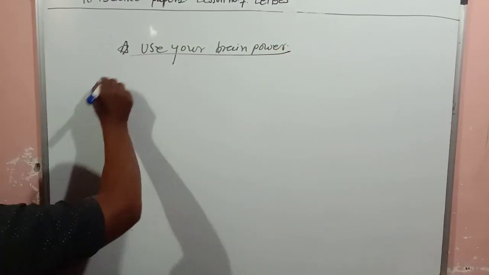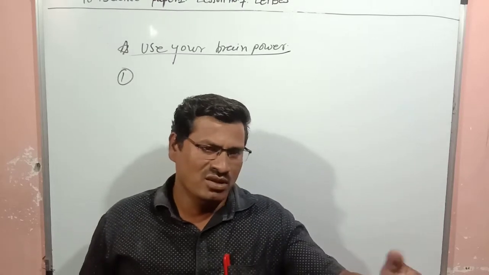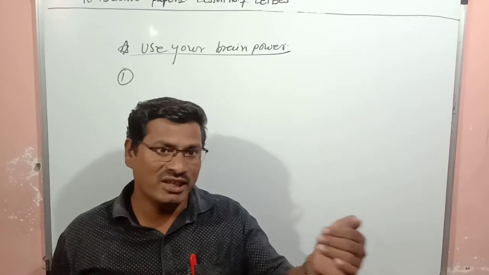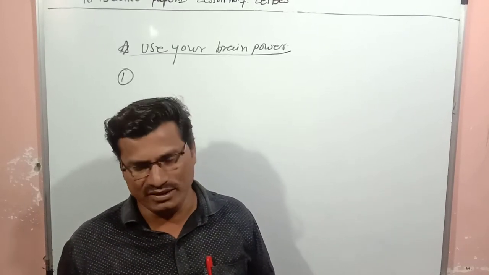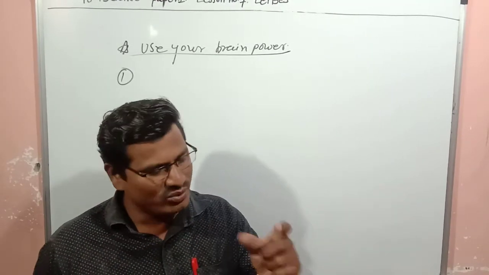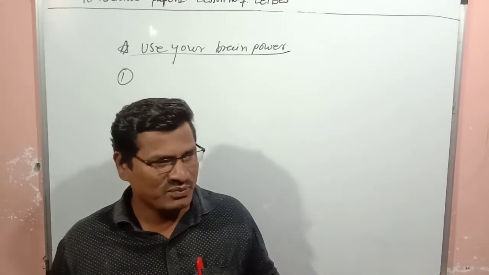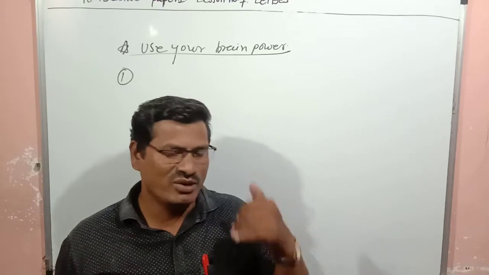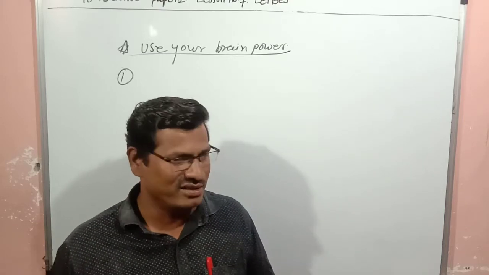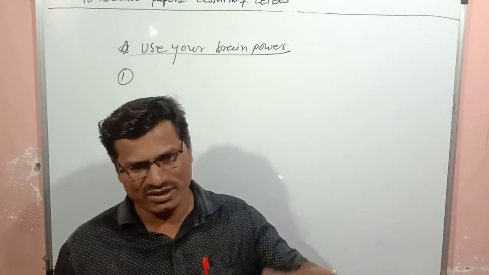So how to use your brain power? Some points are given there. First, it is asked why there is a need to bring objects nearby our eyes to see them clearly. Some objects are small, so you have to bring them nearby our eyes, then you can see clearly. Why? Because if you bring the object nearby our eyes, the angle subtended becomes larger. That object will look larger near the near point.